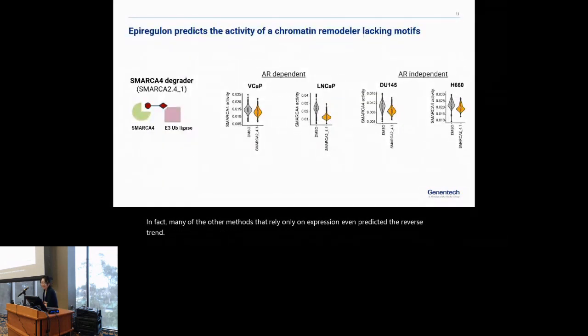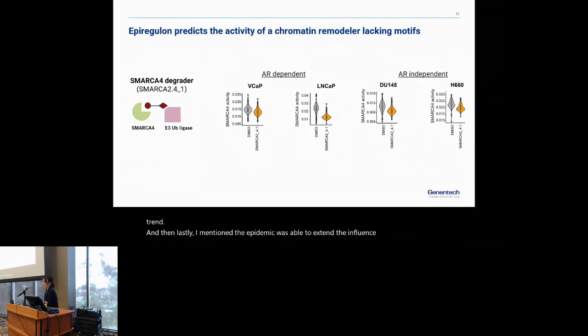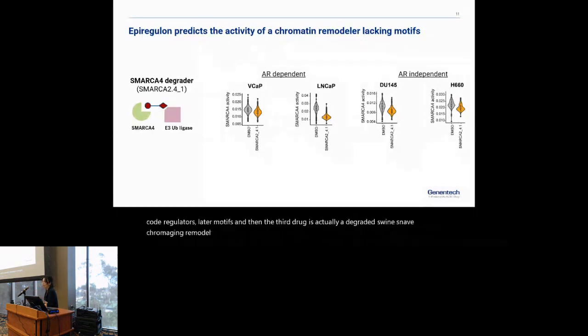And then lastly, I mentioned that Epiregulon is able to extend the inference to transcriptional co-regulators lacking motifs. The third drug is actually a degrader of the SWI/SNF chromatin remodeler, which is an example of a chromatin regulator lacking motif. So you can see here that we are able to predict a decreased activity of SMARCA4 across all 4 cell lines, and none of the other GRN methods is able to make predictions for this particular chromatin remodeler.